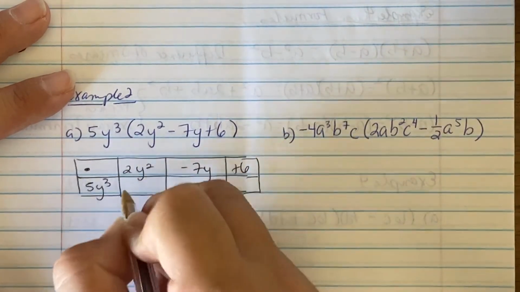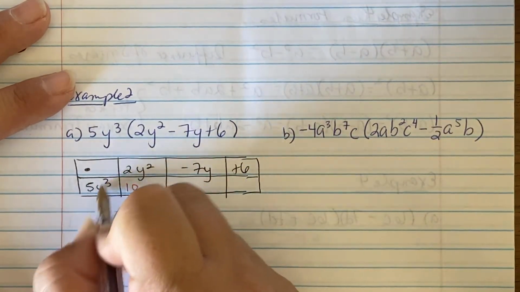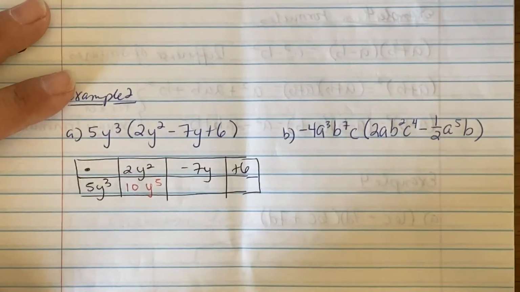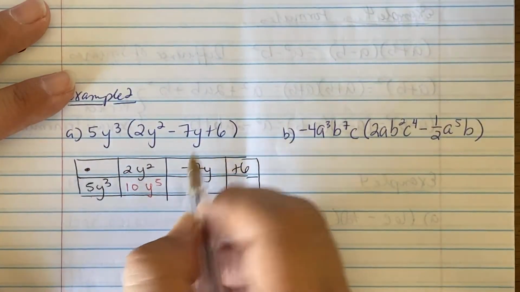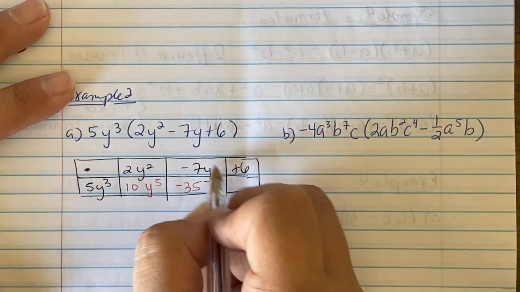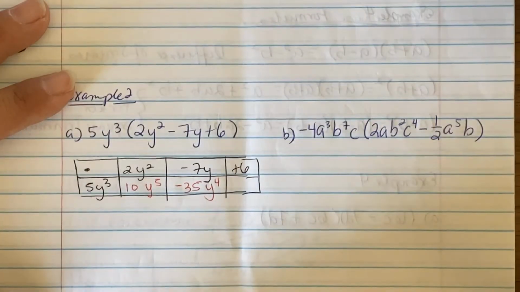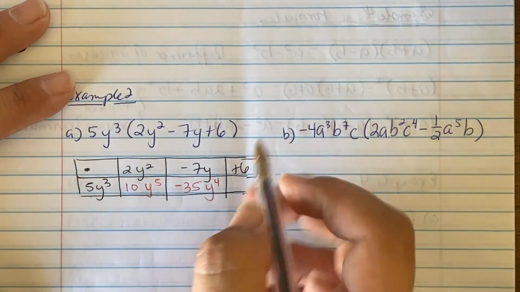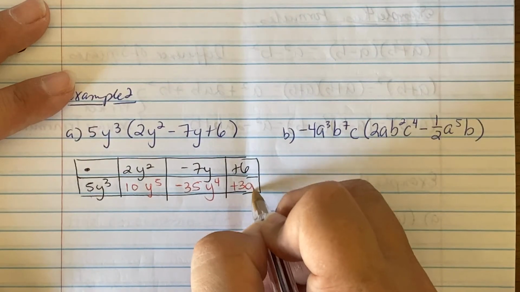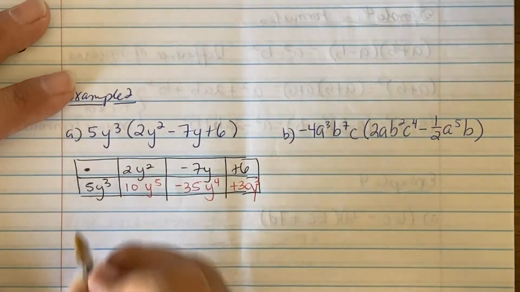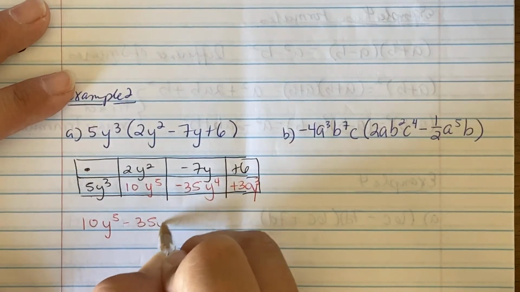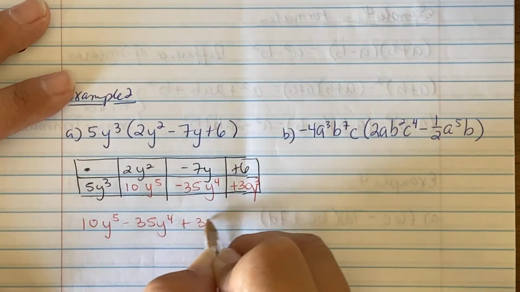So 5 times a 2, there's my positive 10. 3 y's joined 2 more, there's 5 in total. 5 times the negative 7, there's my negative 35. 3 y's joined the 1 y, there's 4 in total. 5 times a 6 is positive 30. 3 y's joined none, I'm still 3 y's. So your final answer is going to be 10y to the 5th minus 35y to the 4th plus 30y to the 3rd.